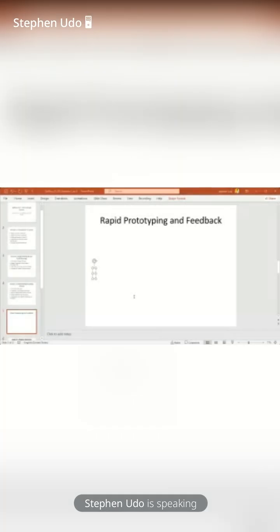It involves creating low to mid fidelity prototypes, testing them with real users, and iterating based on feedback. The goals of rapid prototyping are to test functionality, layout, and usability before investing in development. Okay, let me show you an example now. Let the thing be loading first.